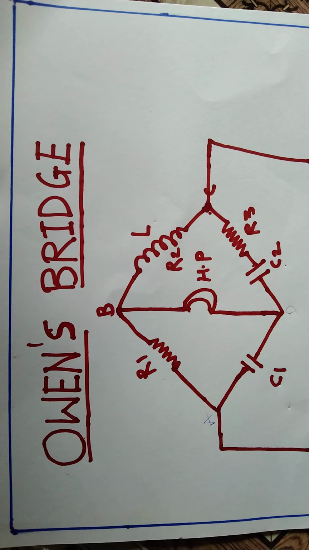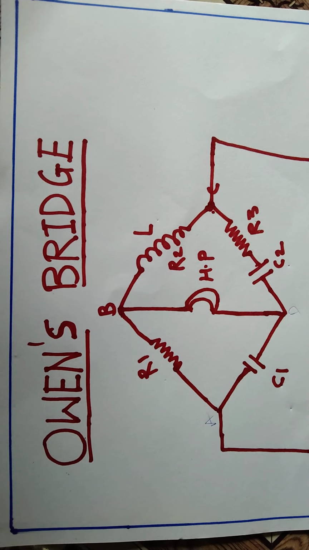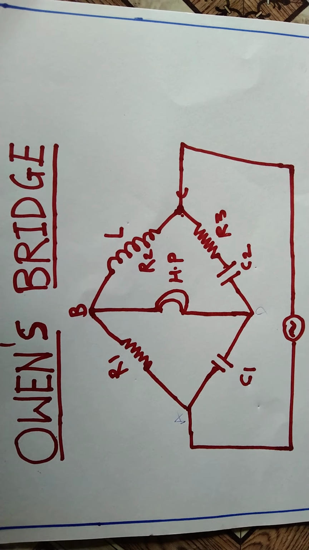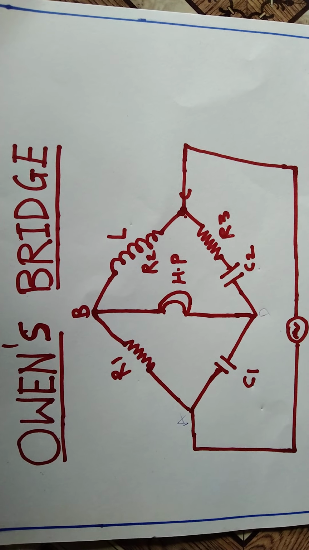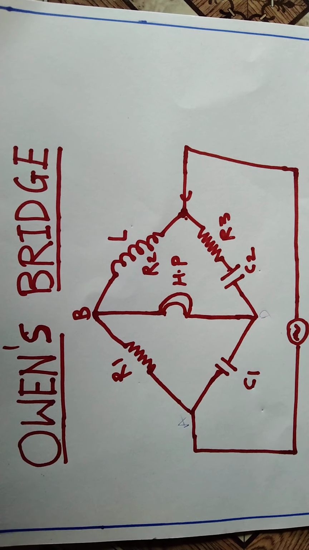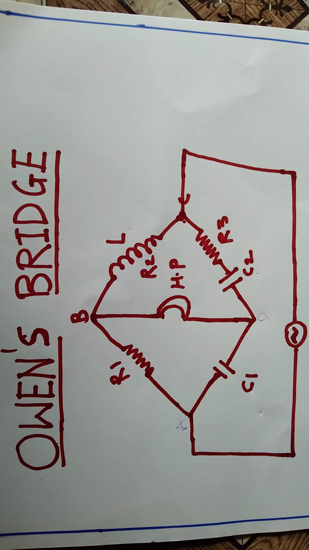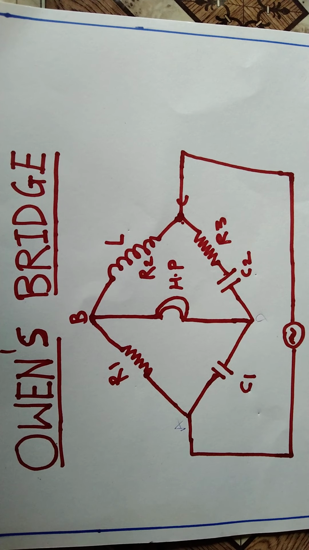Hello everyone. Today we will see the Owen's bridge. Owen's bridge is also called a Ristone bridge. It is an oscillation current bridge. The bridge is used for the measurement of self-inductance in terms of capacitor.